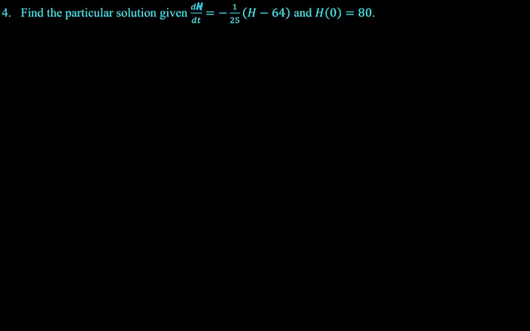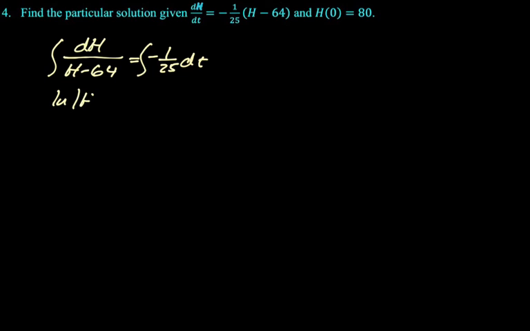Find the particular solution given dh/dt, I had to capitalize the h, that's why it's weird and handwritten, is negative 1 over 25 times the quantity h minus 64, where h of 0 is 80. Separate and integrate. That's really the number one strategy that we have for these. So I'm going to make it dh over h minus 64 is equal to negative 1 over 25 dt. So I always leave the constant on the right-hand side if I can, any constant multiples. Integrals. And then on the left-hand side, natural log, absolute value of h minus 64.